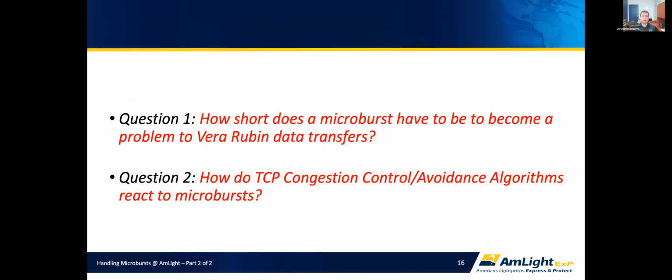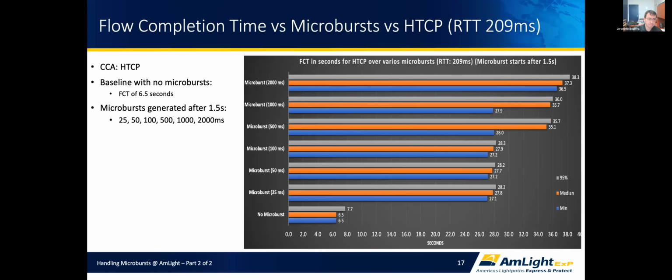Okay, so now that the methodology and the environment are presented, let's talk about the questions. We have 2 questions that we're going to start with. How short does a microburst have to be to become a problem? And how do the TCP congestion control algorithms react to those microbursts? Let's start with HTTP, which is standard.